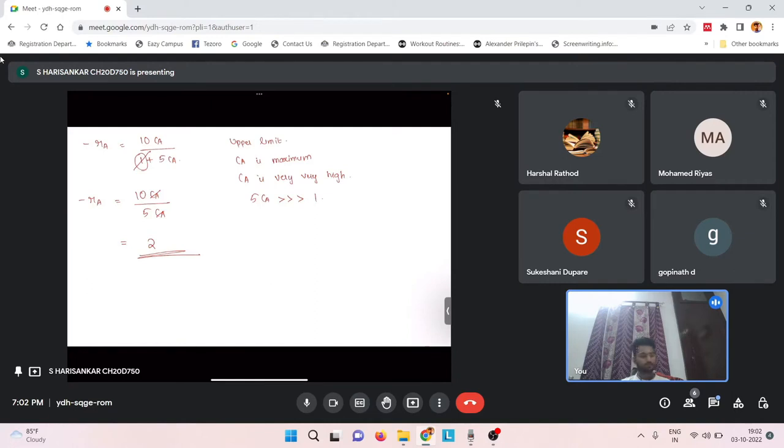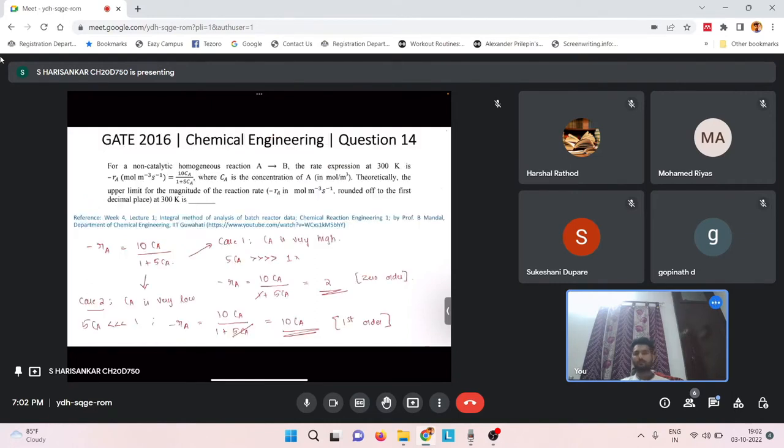I hope it's understandable, and I hope you guys are able to follow what we just did here. When they say theoretical upper limit, it is the upper limit for the reaction rate, or the upper limit for the concentration of reactant. And when the concentration of reactant is very, very high, you can approximate this into a zero order reaction, and the magnitude of the reaction rate will be 2, as shown here in case 1. Is this clear?